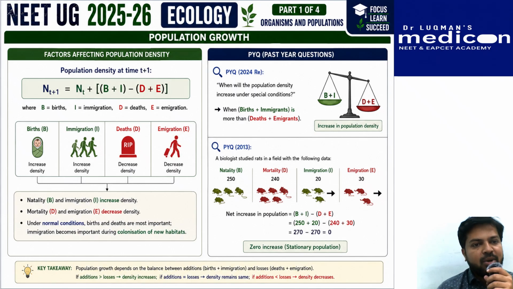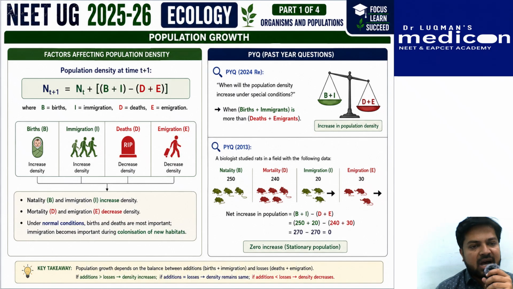Okay, population density at a time t plus 1, N of t plus 1, is equal to N of t plus B plus I minus D plus E. We are going to break down that one. Let's see what these letters stand for. B is for births, that is increased density. I for immigration, increased density. D for decreased density, that is deaths, and emigration, that is decreased density, stands for E.